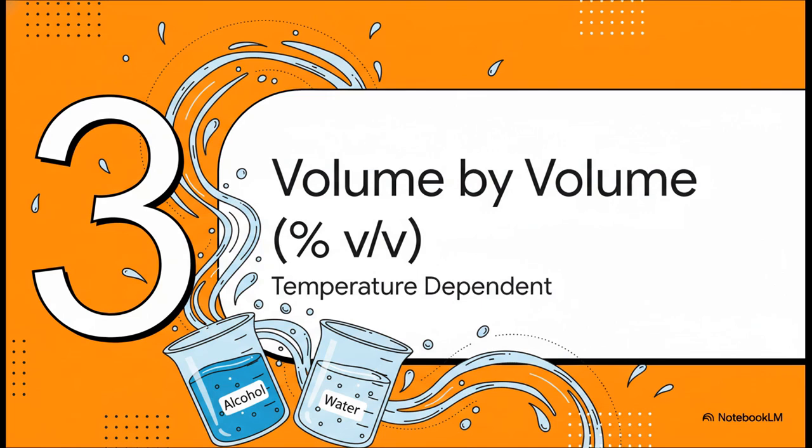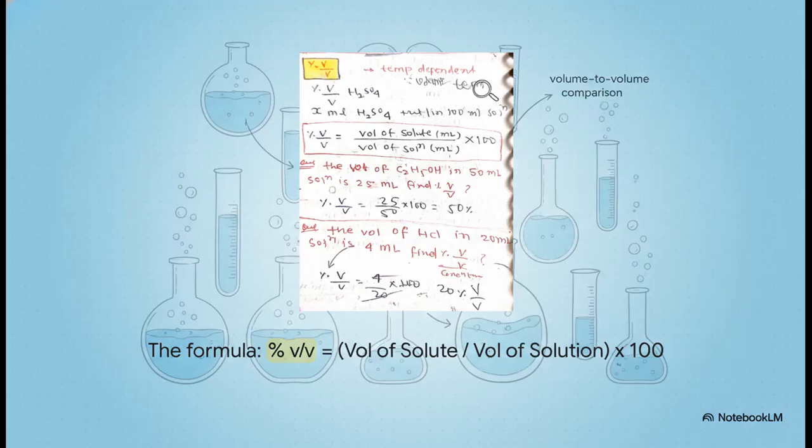Okay, so we've done weight to weight and weight to volume. So what's the last logical step? Well, of course, it's volume by volume, or %V/V. This is the one you see all the time when you're mixing two liquids together. The classic example is mixing something like alcohol with water. And honestly, this one is probably the most intuitive of them all. You're just comparing the volume of the thing you're dissolving to the total volume of the final solution. Everything's in milliliters. It's just a straight-up volume-to-volume ratio.